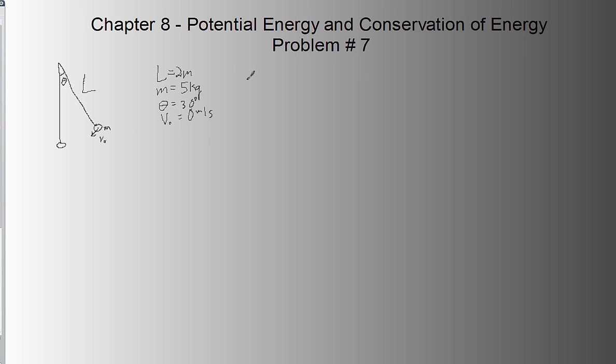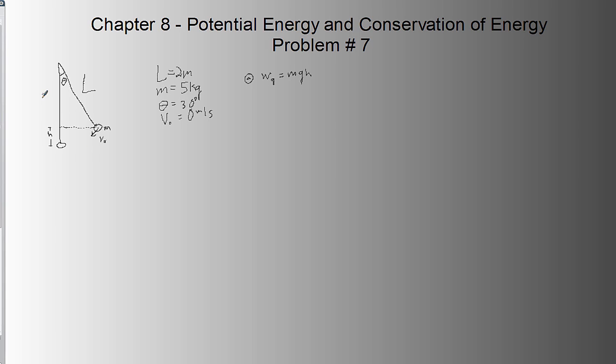Part A wants us to figure out how much work gravity does on the pendulum. So work due to gravity is mgh. But what is h? Well, if we draw a little line over here horizontally, h is actually this distance from here to here, vertically how much it drops.